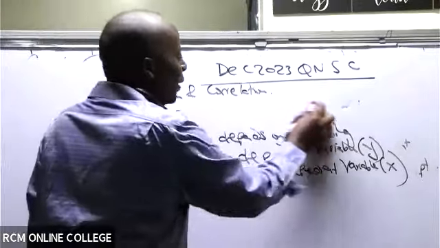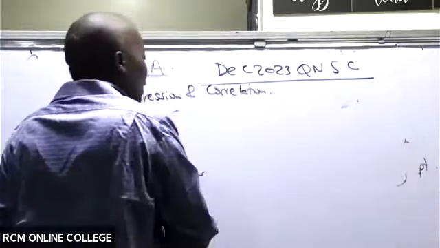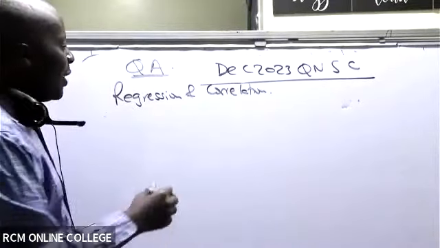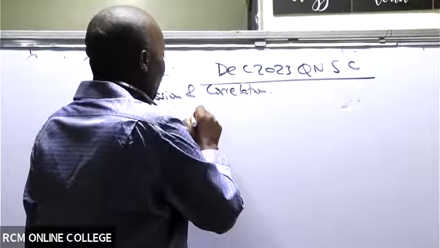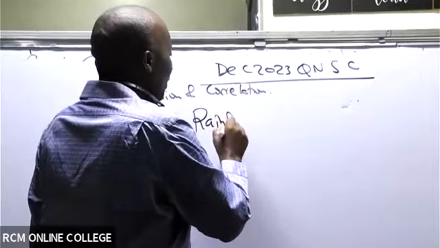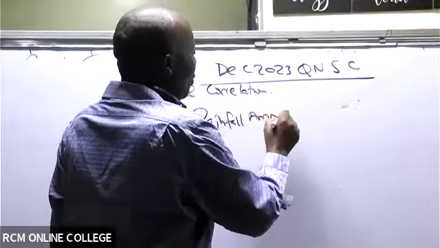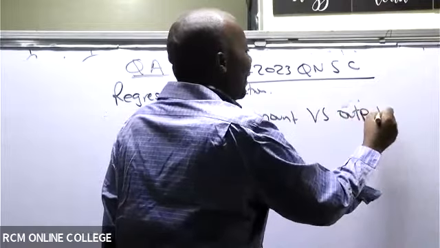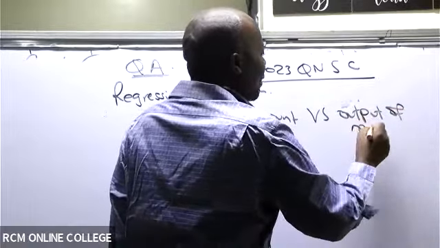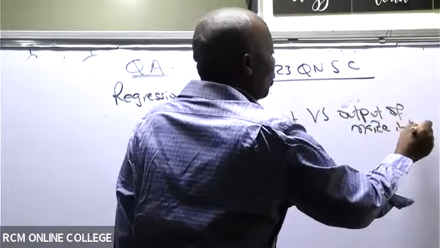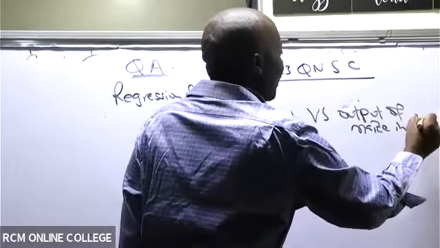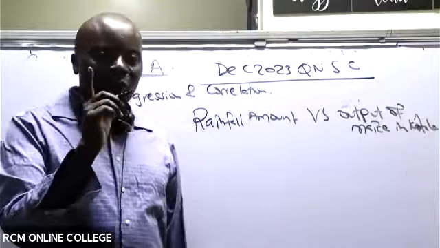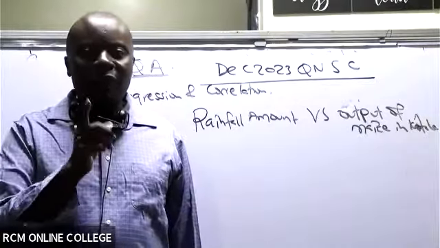How about this one? I'm 100% sure you guys will get this right. If, for example, you are given rainfall amount versus output of maize in Kitale, in this case I think rainfall amount should be Y. Rainfall amount will be Y.